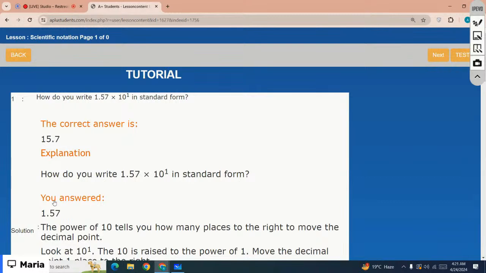How do you write the scientific notation? This is the scientific notation method. That is the representation of numbers that are either too long, like they have so many zeros, or so small, right? That is the scientific notation form. You have to convert from scientific notation to standard form.